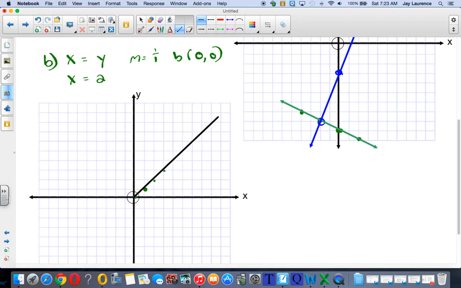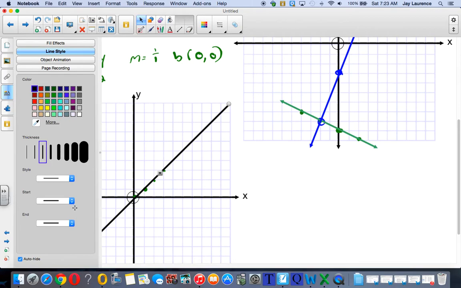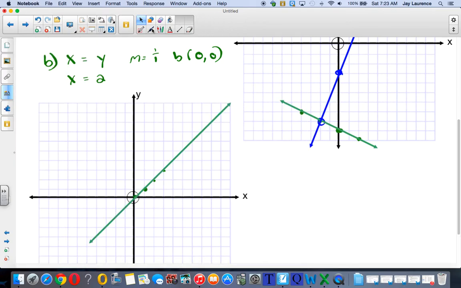There we go, something like that. And it should make him nice and long. I missed those points. Okay. And let's see here. Properties, arrowheads, and change the color. Okay, we'll do this one. We'll make this one a boy. We'll do it in blue.